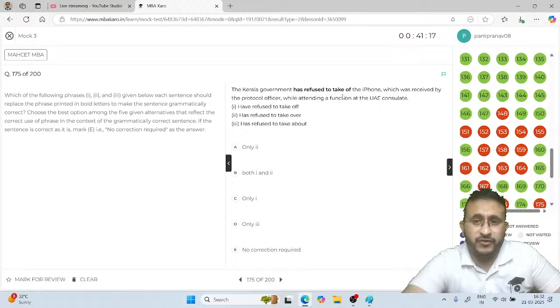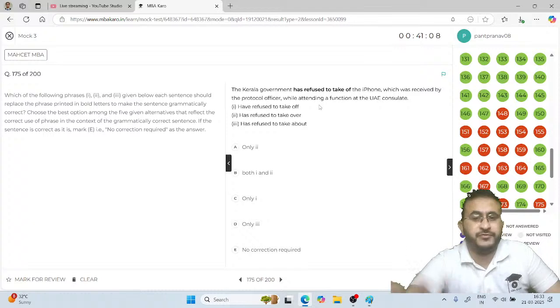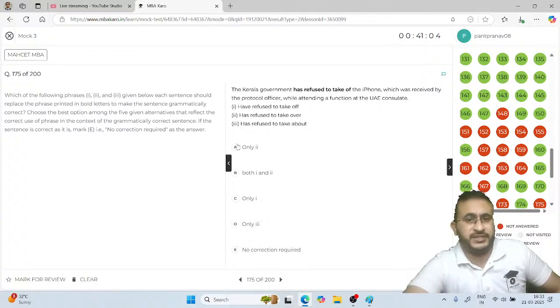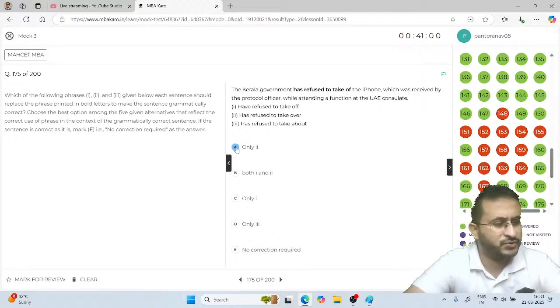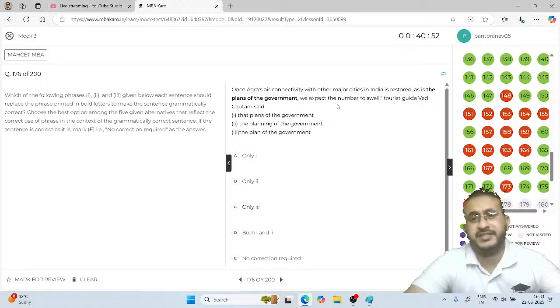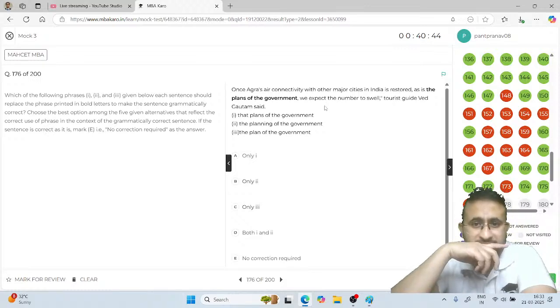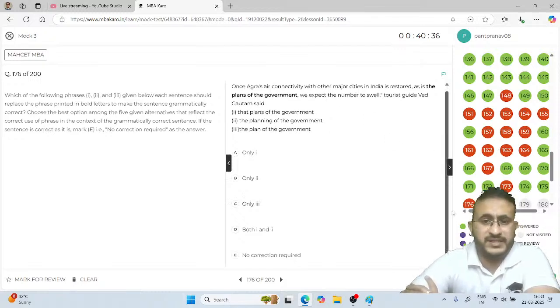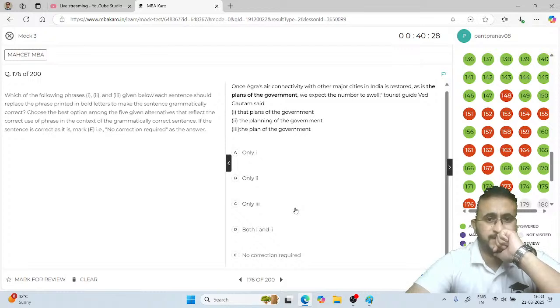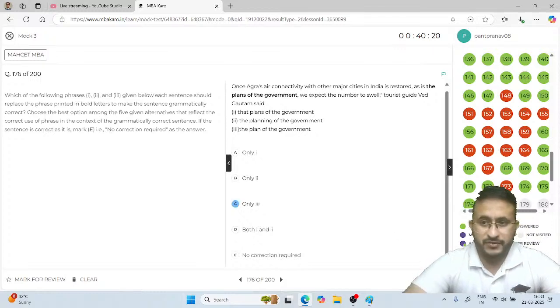The Kerala government has refused to take off the iPhone which was received by the protocol officer. Take off will not work, take off means to remove something. Take over makes sense, because takeover means to take responsibility of certain things. Once Agra's air connectivity to the major cities in India is restored, as is the plans of the government. As is the plan of the government, the planning of the government. Maybe I'll just go with C. So it could be planning also.